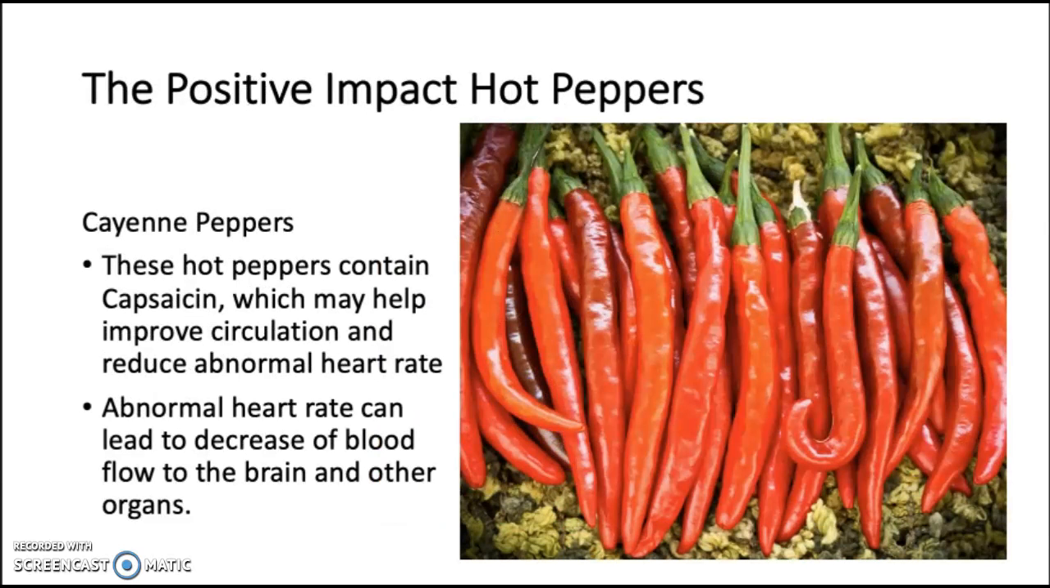And then we can see here the positive impact of hot peppers. Cayenne peppers, these hot peppers contain components which can help improve circulation and reduce abnormal heart rate. Abnormal heart rate can lead to decreased blood flow to the brain and other organs.